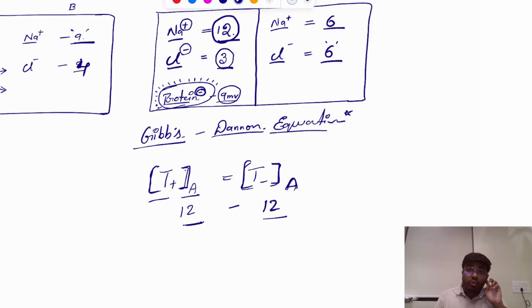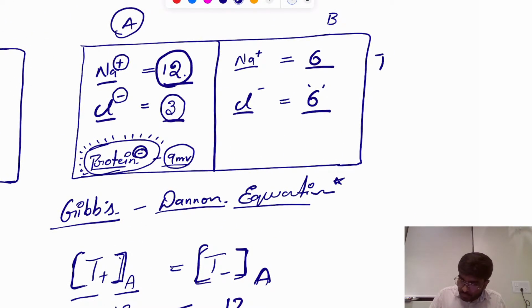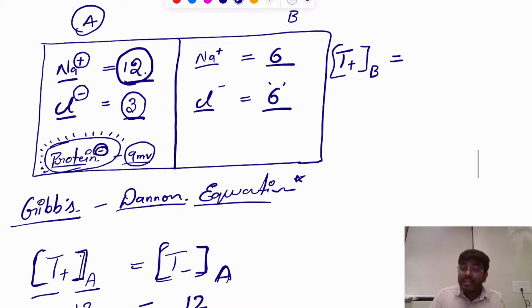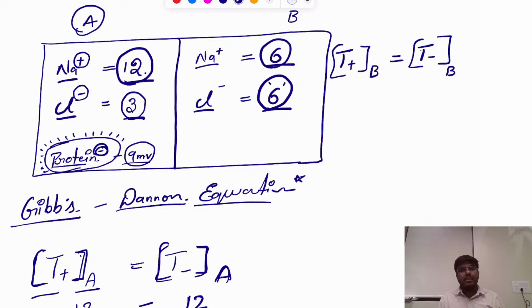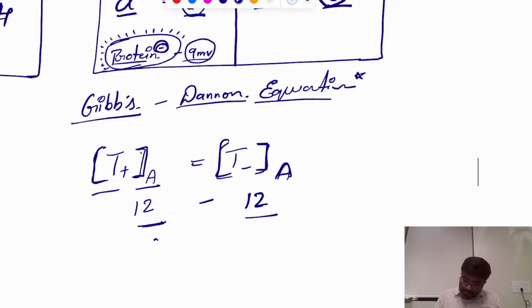Now, the same is true for compartment number B also. The total number of positive ions in compartment number B should be equal to the total number of negative ions in compartment number B. So 6 positive ions, 6 negative ions. So now tell me, compartment number A is electroneutral, right? The number of positive ions and the number of negative ions is the same. So what is the difference?